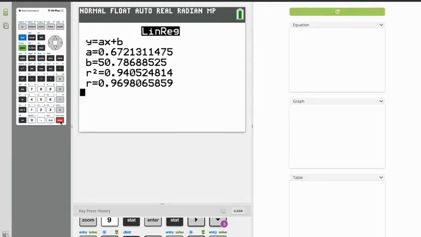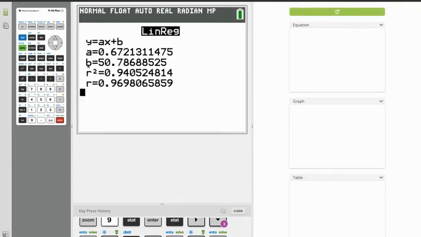We're going to talk about these values for a little bit. So y equals ax plus b. A is your slope. So what does that mean in the context of this problem? It means that for every increase of 1 minute that you spend, your percent in the class is going to go up by 0.67.